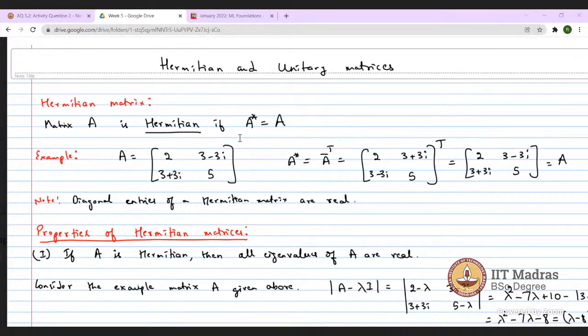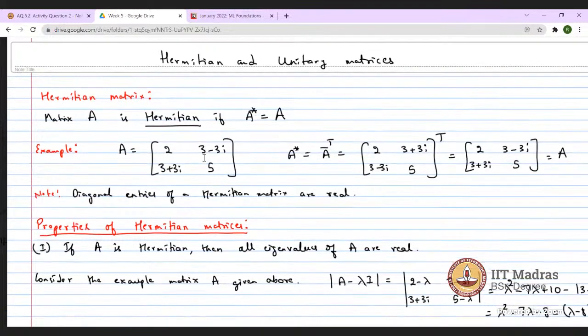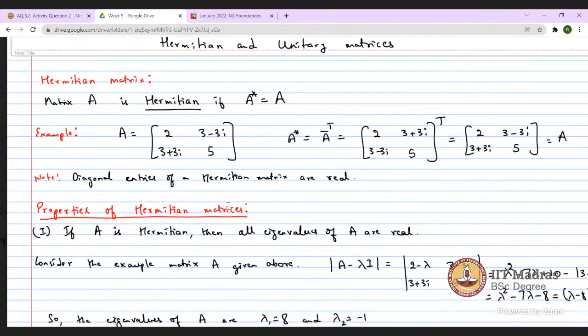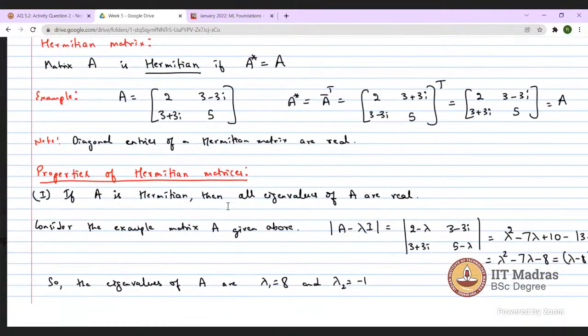Yes, sir. One other thing is, we'll always have the conjugate, like 3 minus 3i is the conjugate of 3 plus 3i. They'll be at opposite positions, so that when we transpose it and then find the conjugate, it will be the same as the matrix A. The second part you need not worry about, but the first part you need to take into account: the diagonal elements of a Hermitian matrix will always be real numbers. Is that clear? Yes, sir.